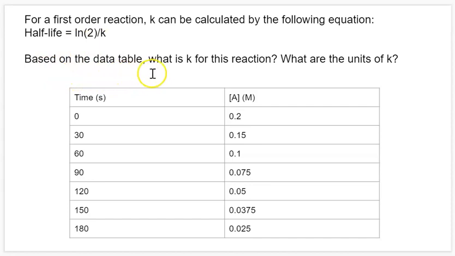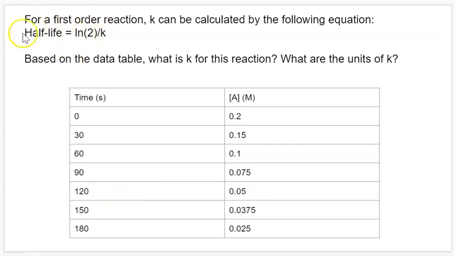So based on the data table below, I want to figure out what the rate constant is for this reaction. And then I'm also going to determine what the units of k are. So if I look at this, I have increments of 30 seconds, and I can see what the measured concentration at each of those time points is. And the first thing that jumps out to me here is this 0.2 going down to 0.1, because that is a half. And we can see that in that time, 60 seconds have passed. I see another data point here, 0.05, that's half of 0.1, and that's at 120 seconds. And that's further proof that there is a 60-second half-life in this equation.